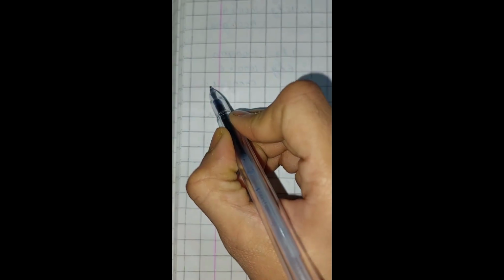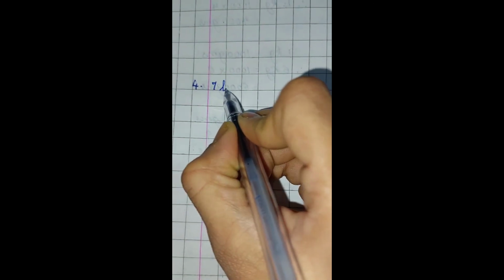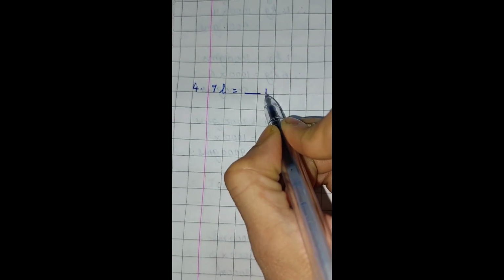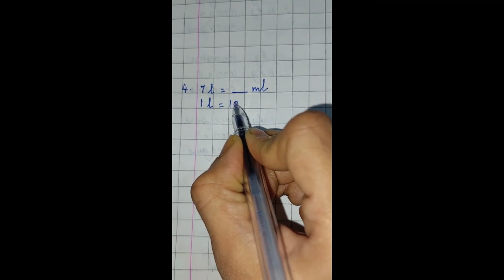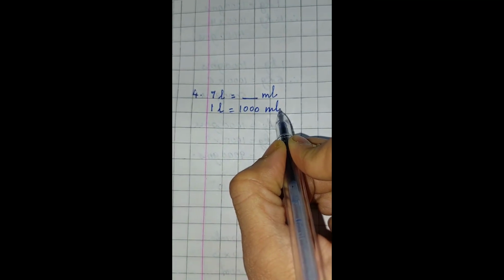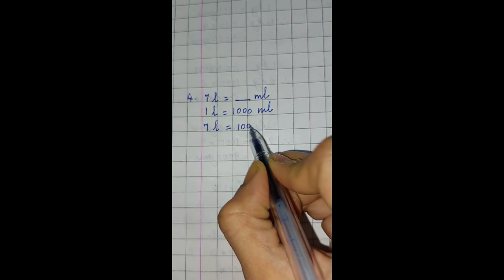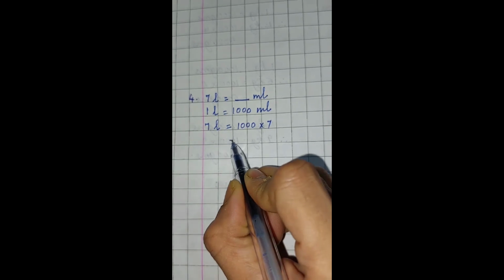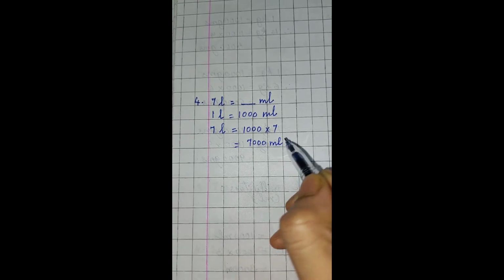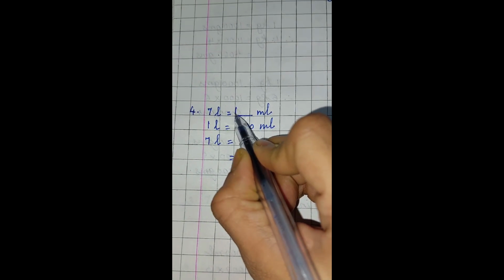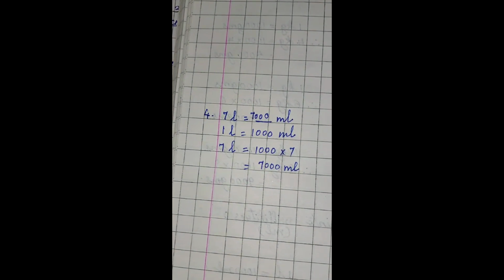So let me solve one sum for you. 7 liters is equal to dash milliliters. Now if 1 liter is equal to 1000 milliliters, then 7 liters will be 1000 multiplied by 7, that is 7000 milliliters. So children, 7 liters is equal to 7000 milliliters.